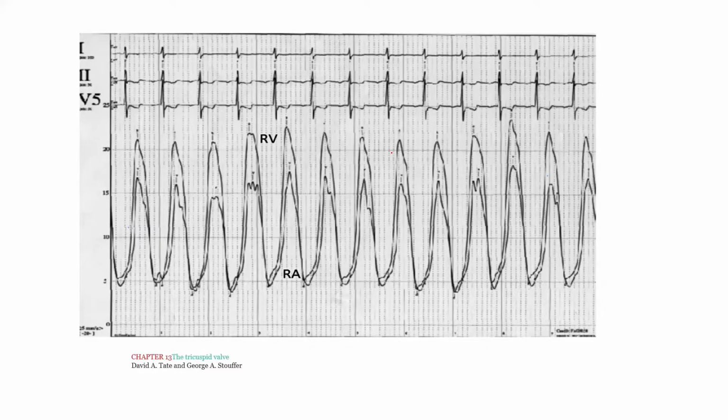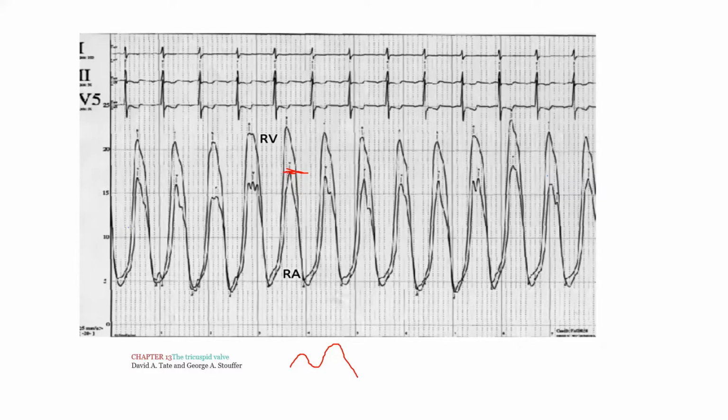Right atrial pressure tracing. Like we have seen, usually there is A, X, V, and Y. But sometimes you don't see a lot of that. You see this wave. What is this wave of the right atrial pressure? This is a V wave. V wave. Exactly.